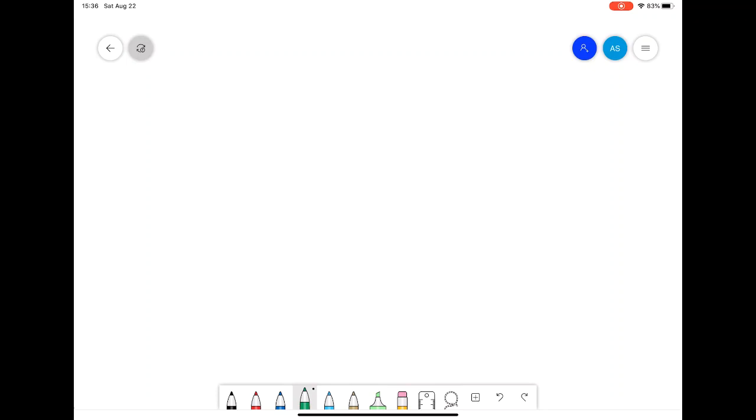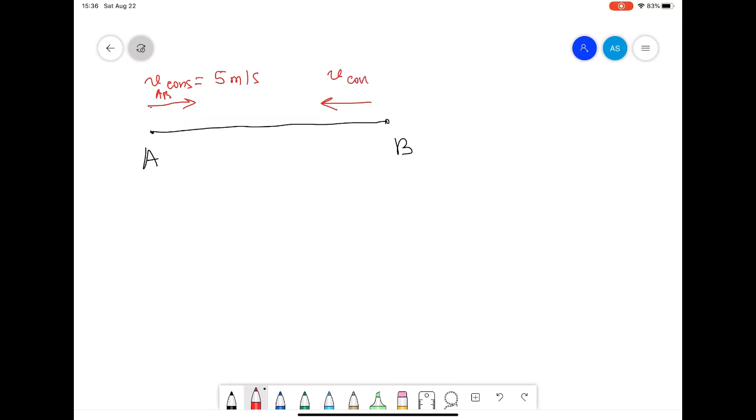Okay, now we have a straight line. This is point A, this is point B. Now in the first case, she moves with a constant speed, which was 5 meters per second. This constant speed is between A and B, and then once you reach point B, she comes back with another constant speed, which is 3 meters per second. So this V constant is between B and A. So what is her average speed over the entire time?